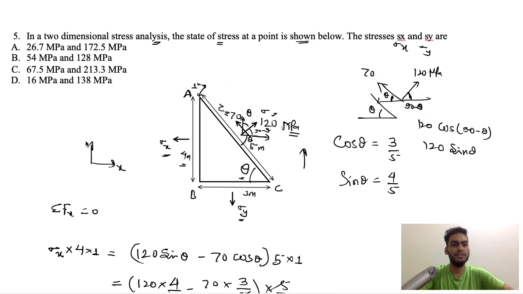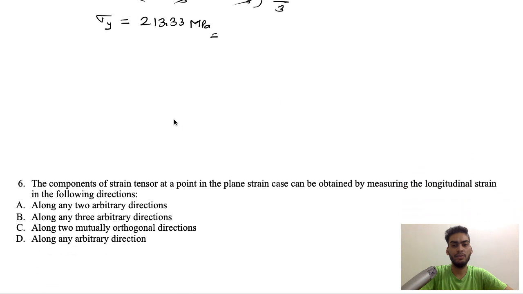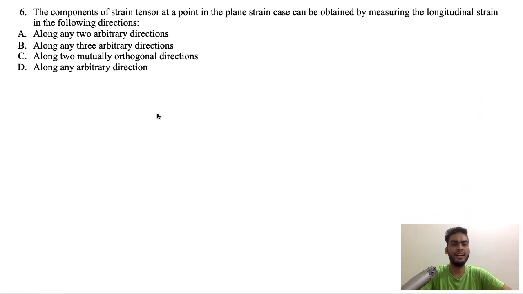Then we can check the options. Option C, where sigma x is 67.5 and sigma y is 213.3, is the correct answer for this one. Now moving to the next question. Again, it's a theoretical question. All of you should be able to answer this. Comment your answer also. Here it says, the component of strain tensor at a point in a plane strain case can be obtained by measuring the longitudinal strain in the following directions. And then we have these options.